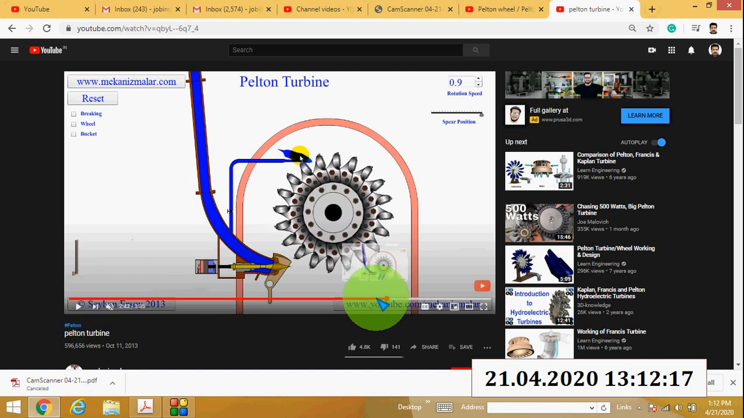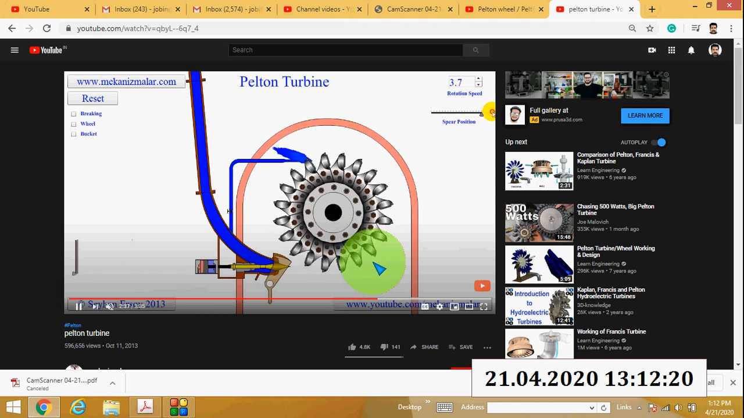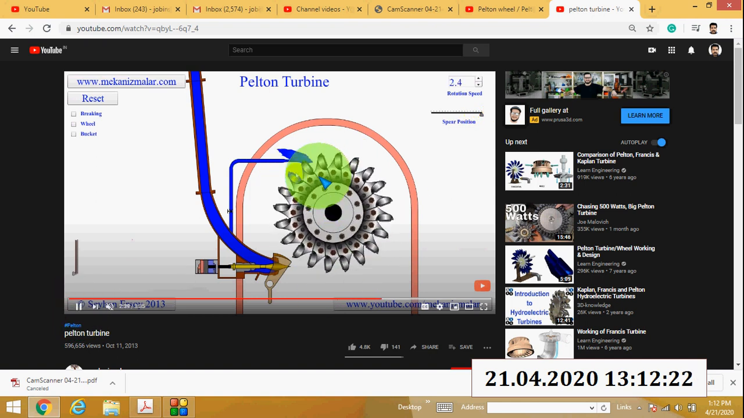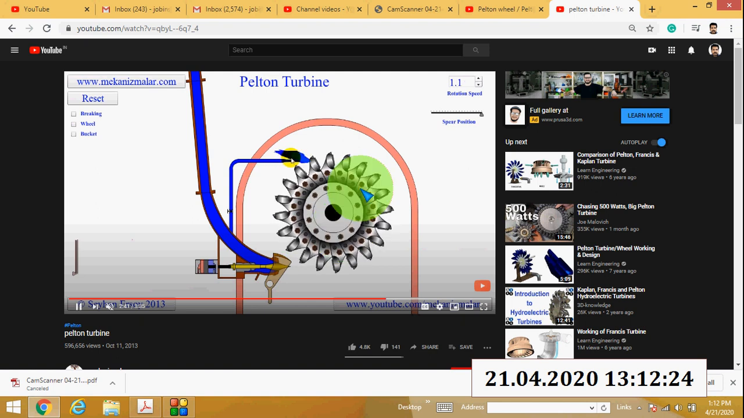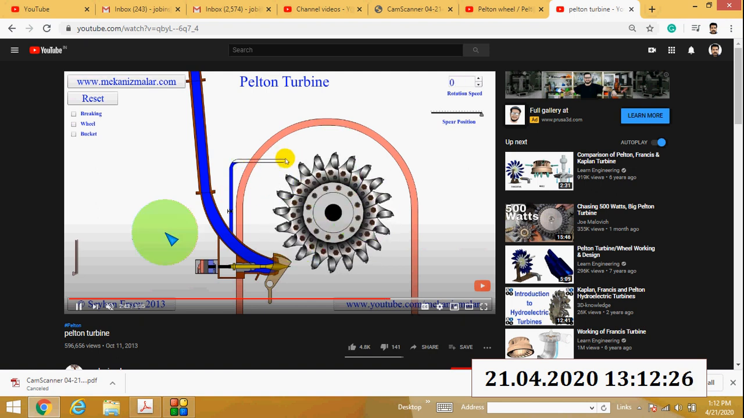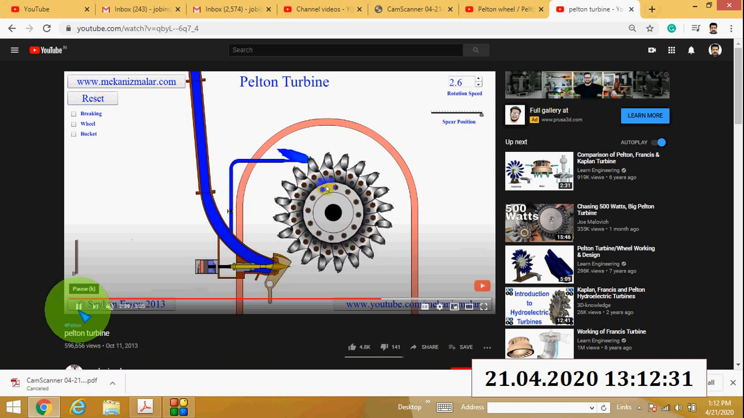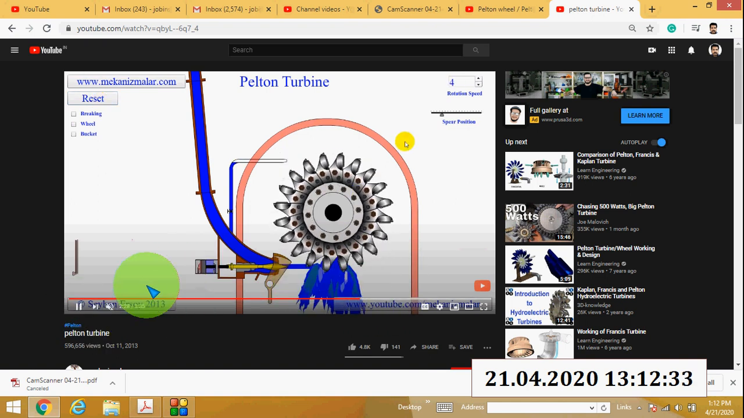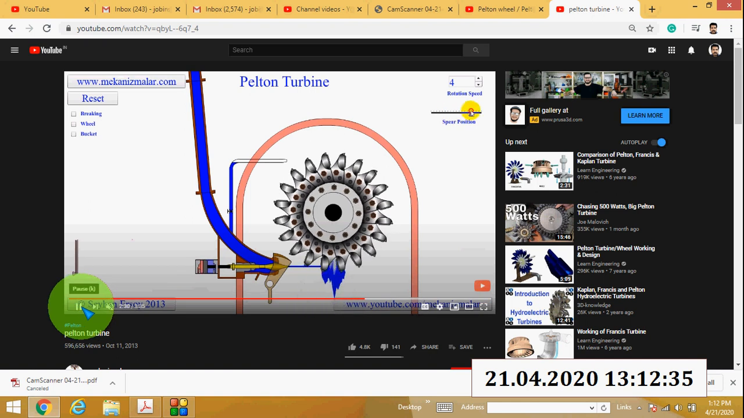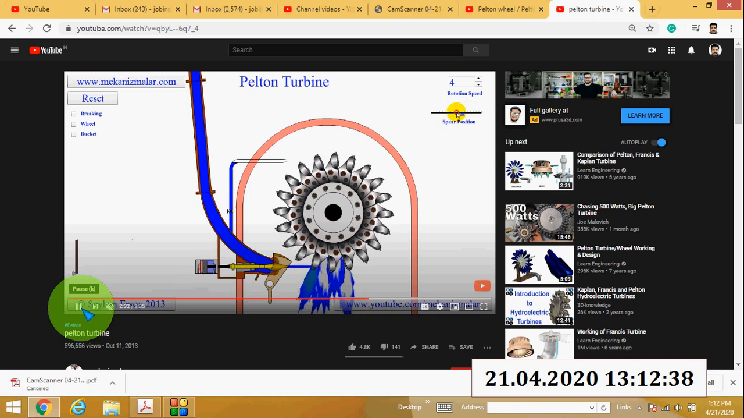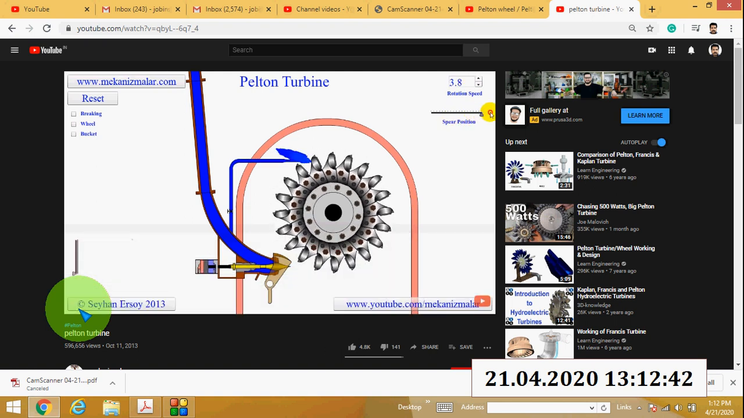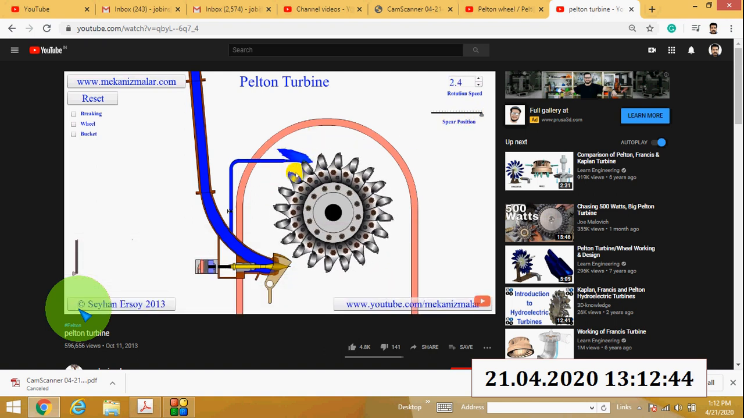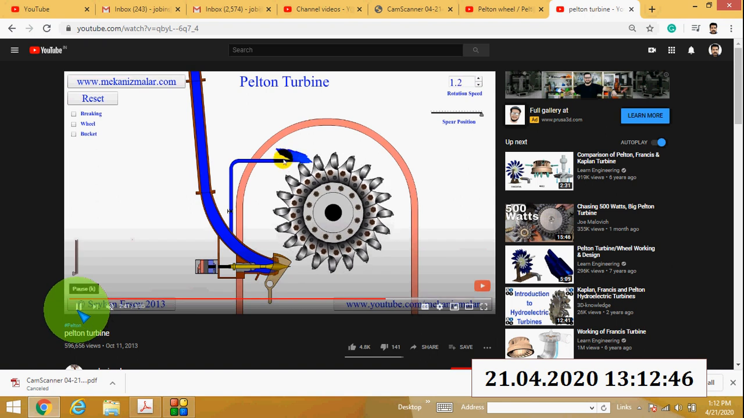You can see this runner is rotating in the counterclockwise direction. When I apply the braking jet, what happens? It will stop the rotation of the runner.